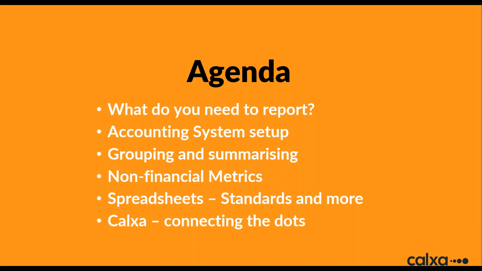Grant reporting often includes non-financial metrics these days. People want to know what you've actually achieved, what you've done, how many people you've helped, that sort of thing. I'll talk a little bit about spreadsheets and some of the ways that you can make your spreadsheets better. Spreadsheets are very flexible, but they're also very dangerous. And then I'll talk about CalCSA and how CalCSA can help take some of the time out of the whole reporting process and simplify it and make it a bit more reliable for you.